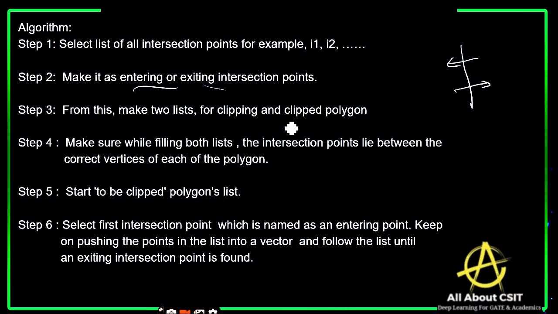From this, make two lists, for the clipping polygon and the clipped polygon, like the subject polygon and the clip polygon list. One is the clipping list and another is the clipped polygon list. Make sure that while filling both lists, the intersection points lie between the correct vertices of each polygon. Start at the clipped polygon list. Select the first intersection point, which is an entering point, and keep pushing the points in the list into a vector, and follow the list until an exiting intersection point is found.